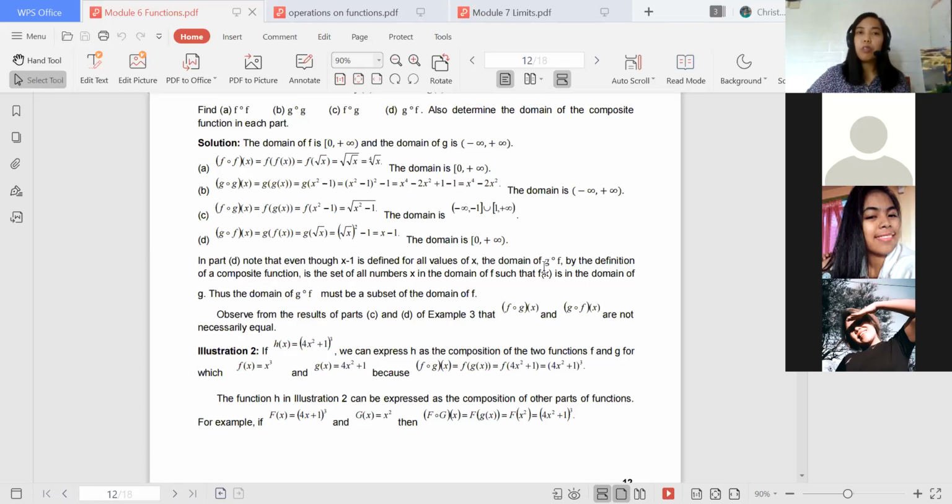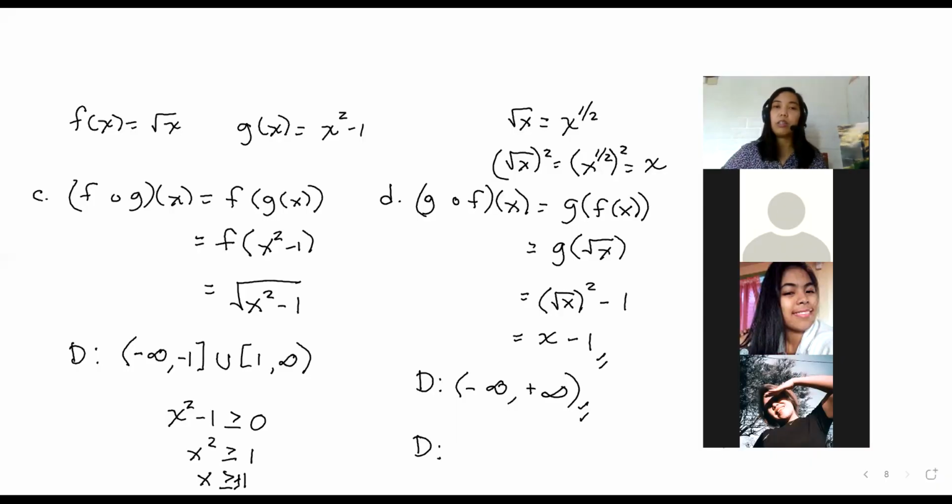The domain of G composite F, hindi pa pala natin ito nakukuha, G composite F. Do we? Kuha na ba natin G composite F? Right, ito na tayo, di ba, sa G composite F. By the definition of a composite function, dapat, kinuha nga ba natin, class? G composite F, yes. Dapat, G composite F, dapat si F, di ba, ang pinaka-i-consider natin.